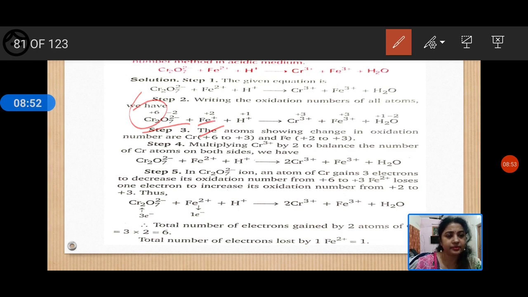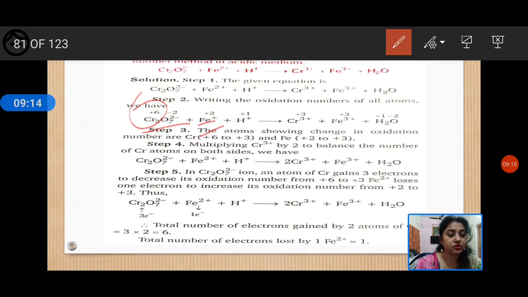Iron is in +2 oxidation state. It should be 2 plus here. Here 1 plus is written. It should be 2 plus, and there should be a correction in the book. It will be Fe2+ and hydrogen +1.